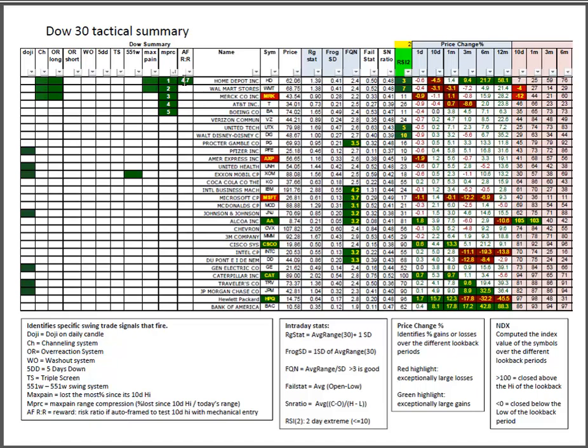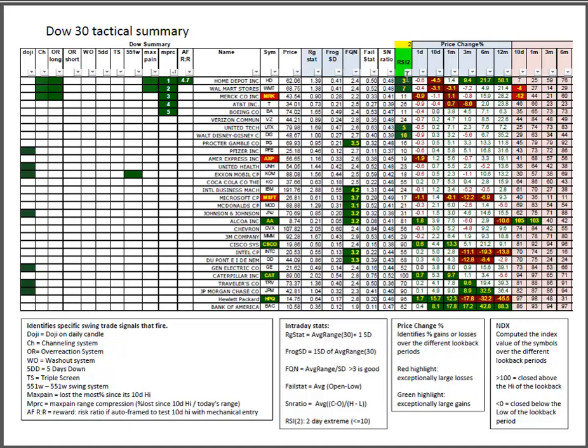Home Depot tests out at 4.7 on the auto framer. That's good. You can see max pain range compression, the top 5 candidates: Home Depot, Walmart, Merck, AT&T, and Boeing. Here's your Doji and a 551W in ExxonMobil. I like Home Depot and Walmart and United Technology because of the low RSI2 score.